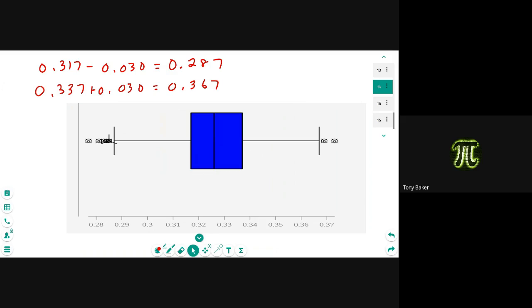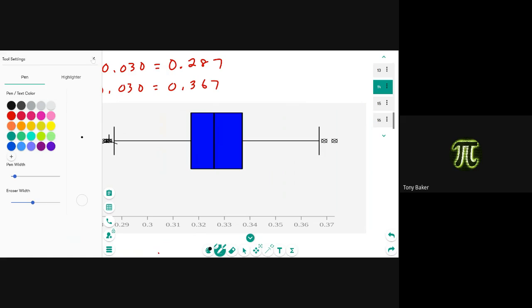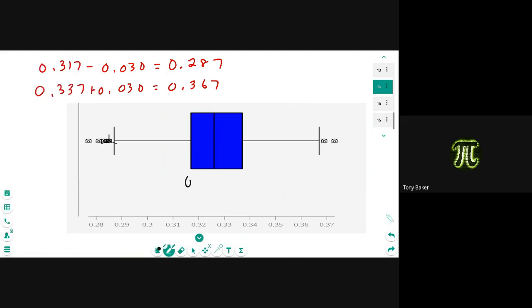So when you're looking at the lines, that's Q1, that's the median or Q2, and that's Q3. This and this line, that is not my min and my max. Yeah, cutting off the outlier. This is 0.287, and this is 0.367. So your bars will only go out as far as the end of where your outliers begin.